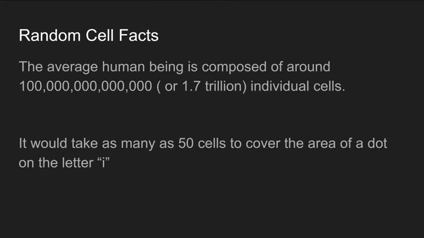And whenever you take a look at a piece of paper where you see a little dot on an i, it would take at least 50 cells to cover the area that makes up the dot on that little i. So these cells really are the basic, the very tiniest pieces. But when you put them together, you make things like tissue. Those tissues make your organs, like your hearts, stomachs, brains, and so on. They make the organ systems, which then make up you as an organism.